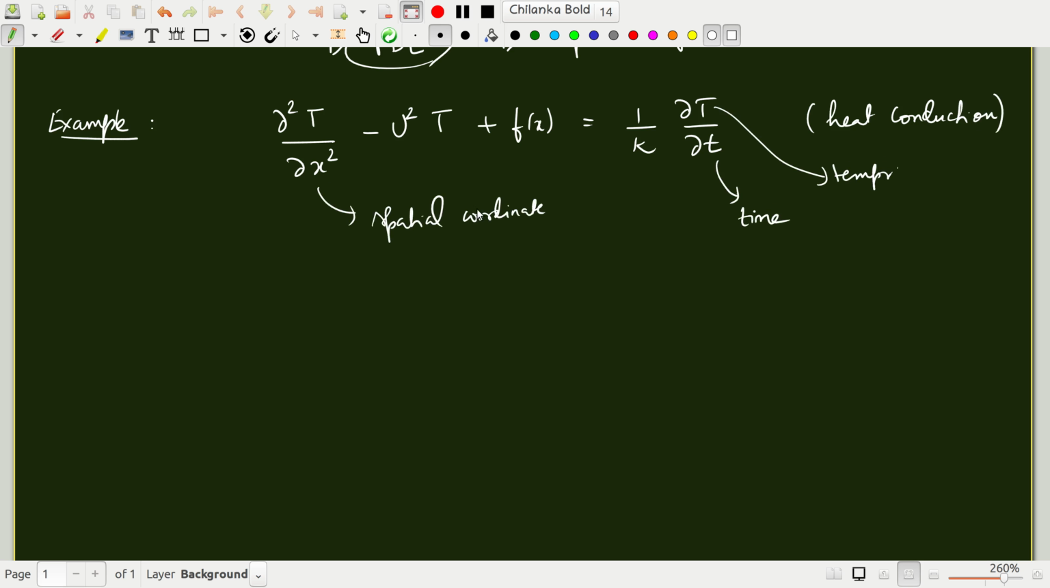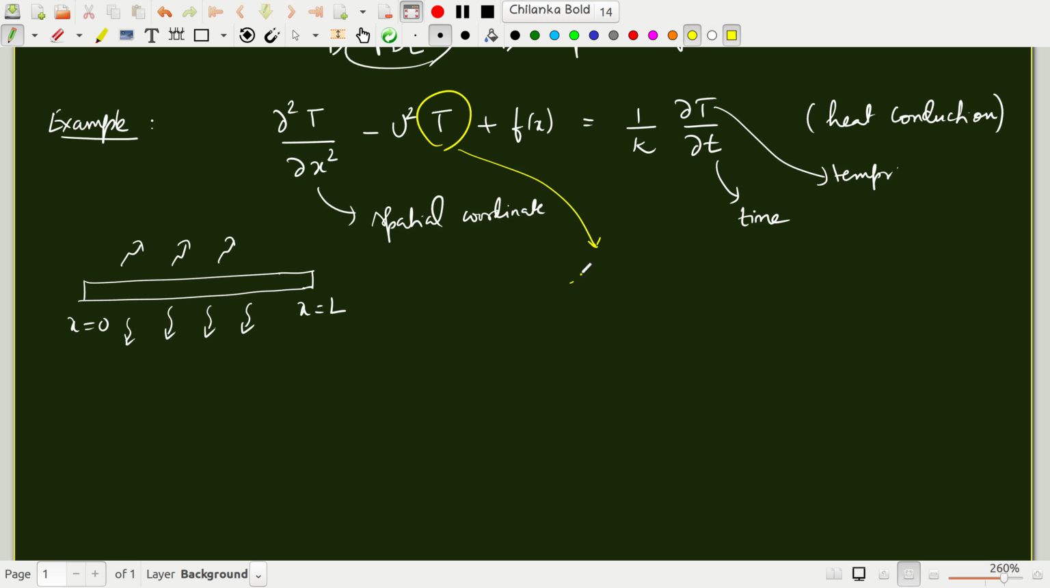Now let's say you have a bar, x is equal to 0, x is equal to, let's say, L. And this bar is uniformly losing heat to the outside, which can be modeled using Newton's law of cooling or using a heat transfer coefficient, and that will be linear in temperature itself. So this represents heat loss to the surroundings.